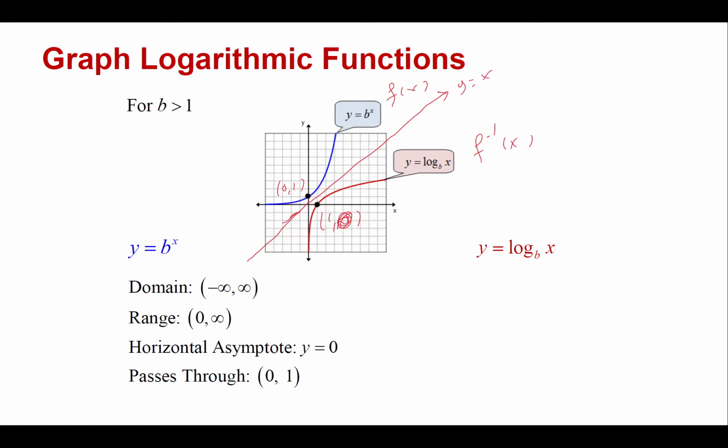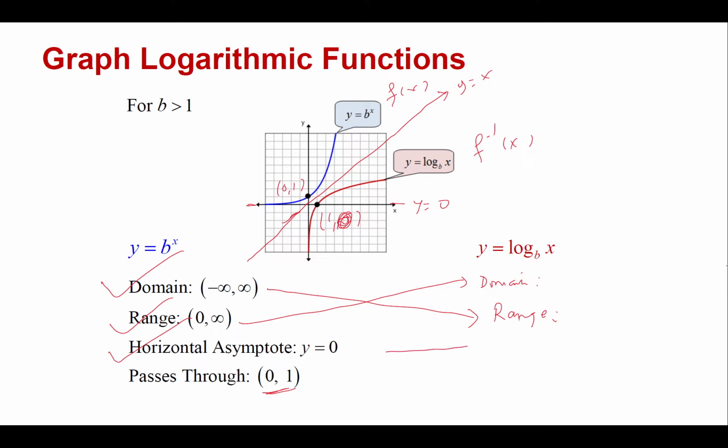We know that the exponential function has a domain of any real number, a range of positive real numbers, and this function, b to the power x, has a horizontal asymptote y equal to 0. This is the horizontal asymptote y equal to 0, and this exponential function passes through the point (0, 1). Since the log function is the reverse of this exponential function, this domain becomes the range of the log function, and this range becomes the domain of the log function.